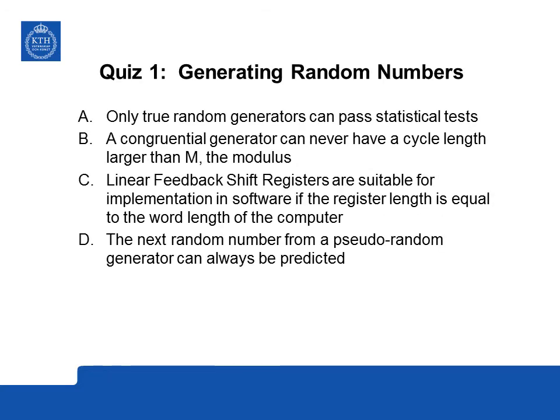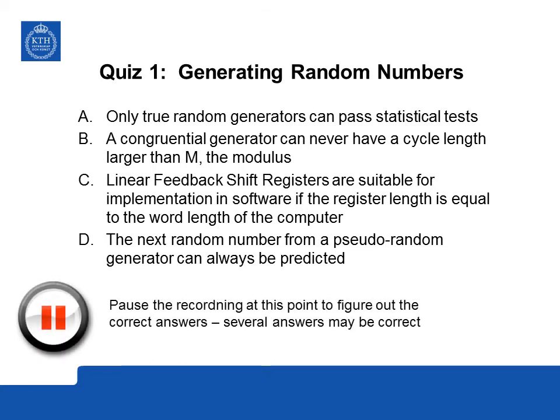So that leads us to the first quiz about random number generation, and as usual there are 4 statements. You can pause here to consider your answers, and when you're done, continue with the video.